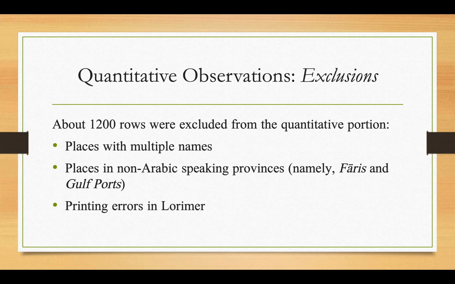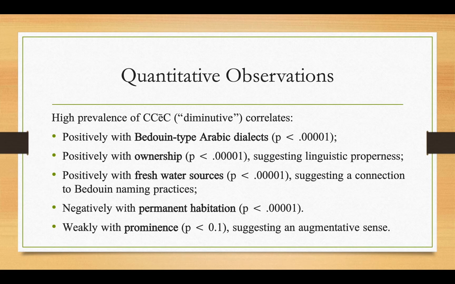I excluded about 1,200 names from this portion of the study because most of them were from non-Arabic speaking provinces, so I wanted to hone in on Arabic specifically. So I ran a number of chi-square tests using my dichotomous variables, and I found these 5 variables had statistically significant relationships with diminutive morphology.